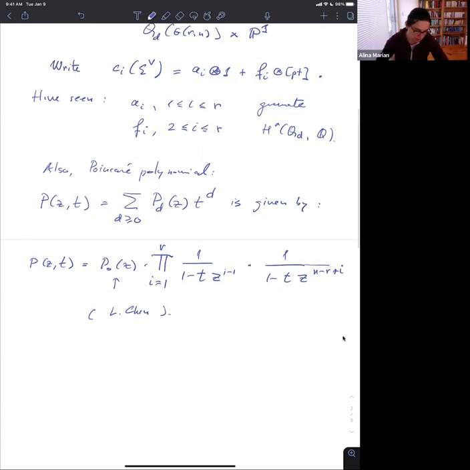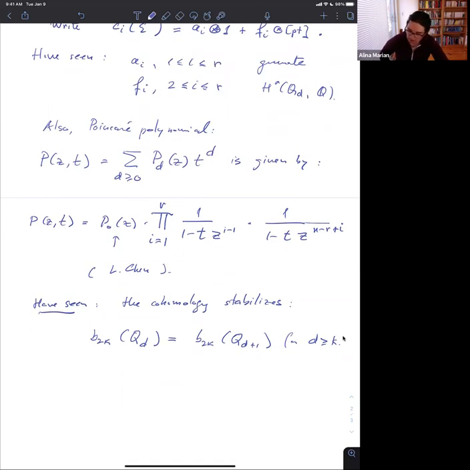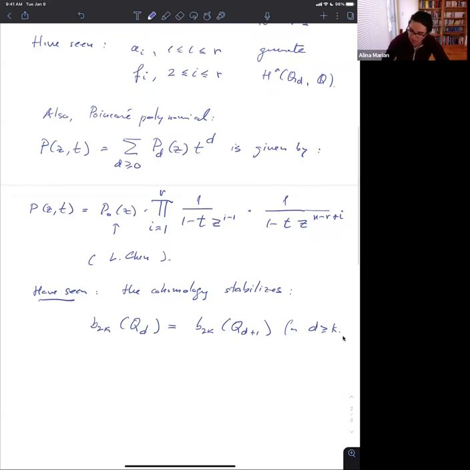One thing that we noticed last time was that the cohomology stabilizes. So in other words, we saw that the Betti numbers start to stabilize for d greater than or equal to k. Basically you read it off from the formula, essentially. We went over this last time, and I also explained, or rather, let me mention briefly at the end of the lecture what it stabilizes to. How do you calculate it?